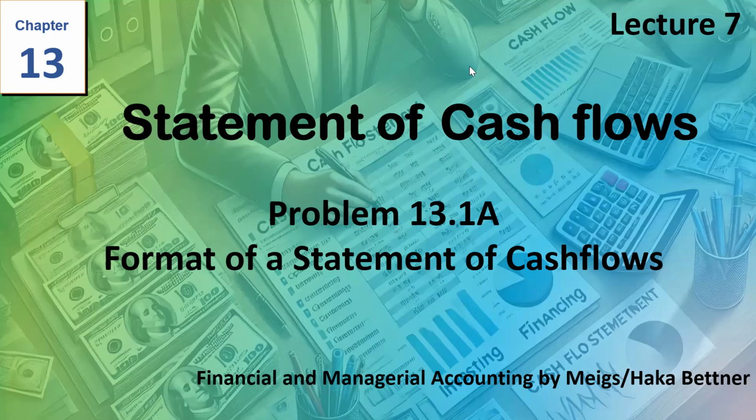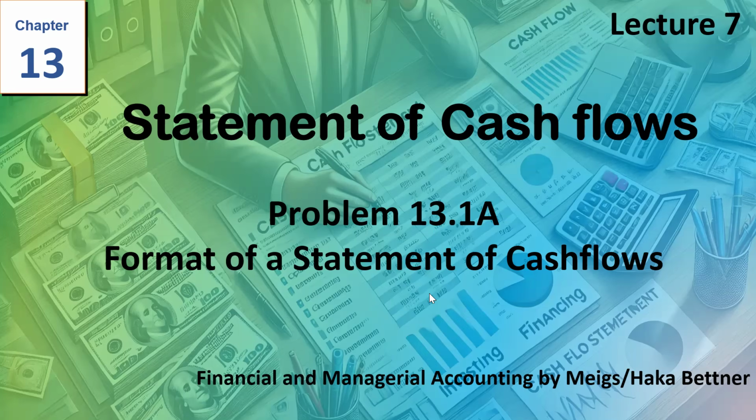In today's lecture, we will prepare a complete statement of cash flows indicating all three activities, that is, operating activities, investing activities, and financing activities. And we will use the direct method for calculation of operating activities. We are using the book Financial and Managerial Accounting by Meigs and Meigs or Williams, Haka, Bettner, and we are covering chapter 13, problem 13.1a.